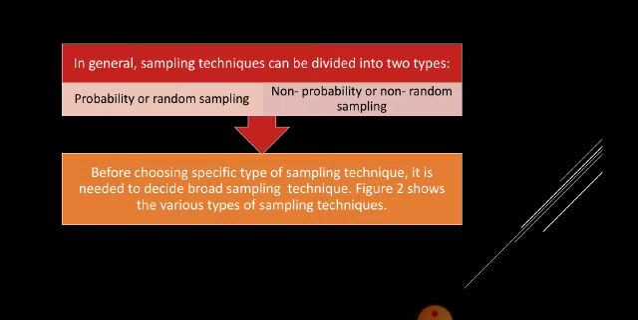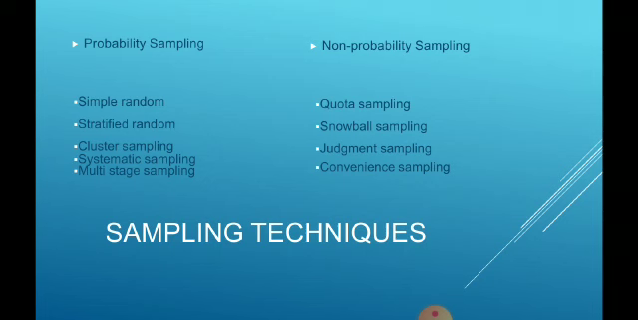In general, sampling techniques can be divided into two types. First one, probability or random sampling. Second one, non-probability or non-random sampling. Probability sampling techniques are as follows: simple random, stratified random, cluster sampling, systematic sampling, multi-stage sampling. Second one, non-probability sampling. It includes quota sampling, snowball sampling, judgment sampling, convenience sampling.